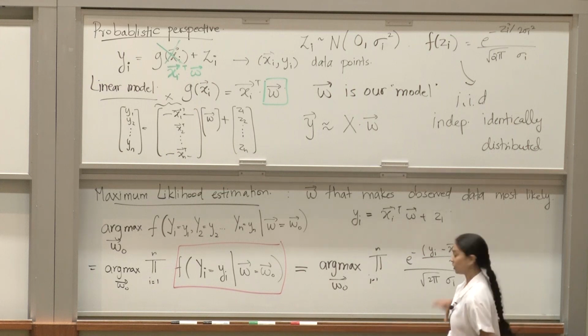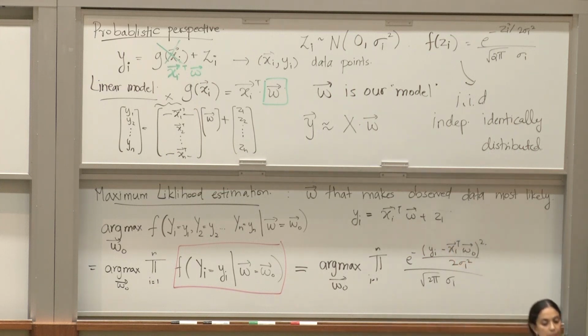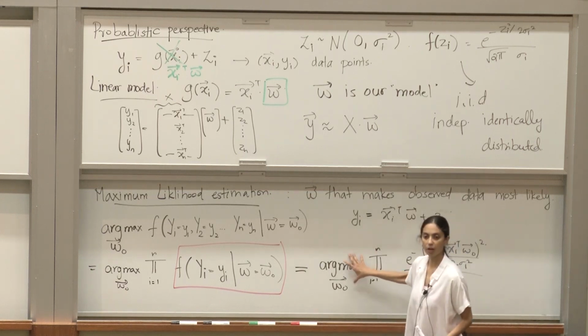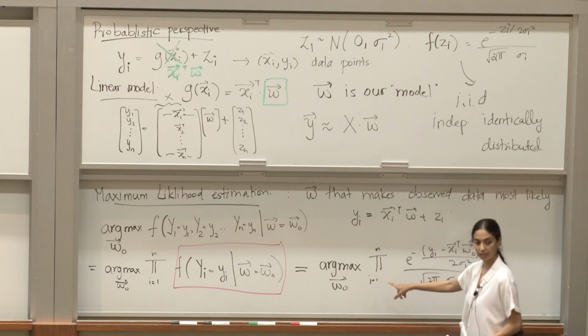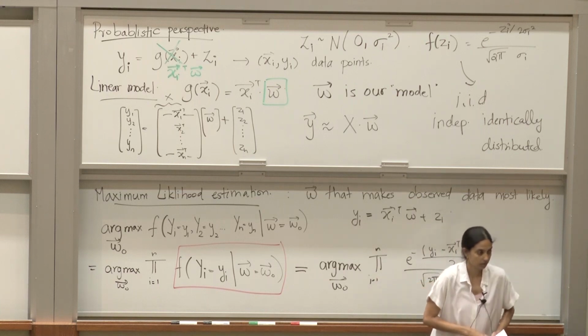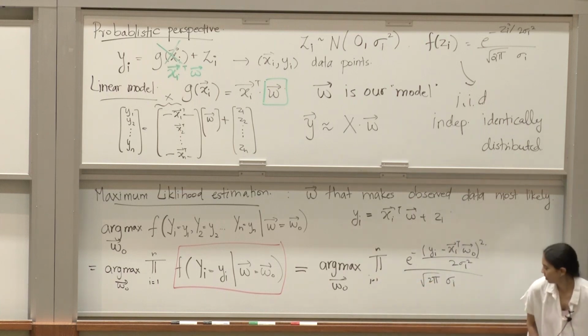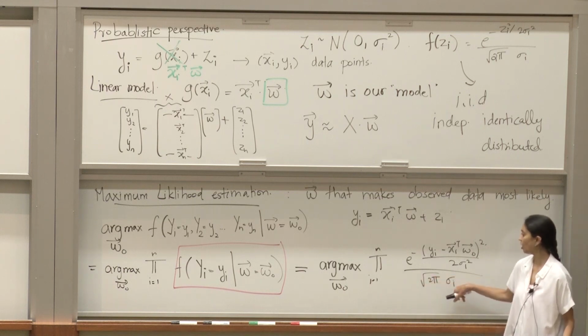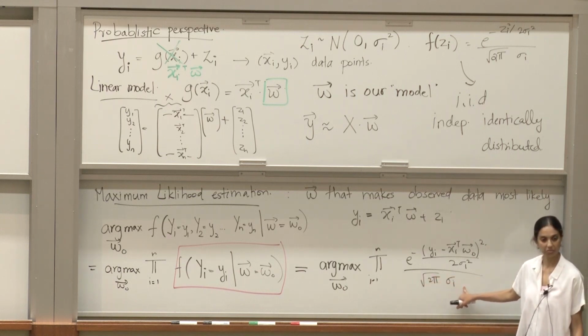Now in this expression here, we want to find the argmax. We want to find that W naught that maximizes this. Does this denominator matter here? It's not dependent on W, right? These sigma i's are what they are.